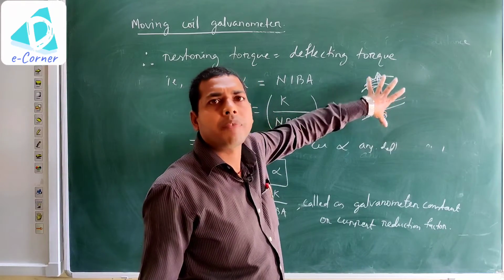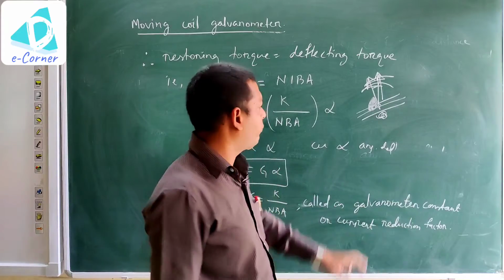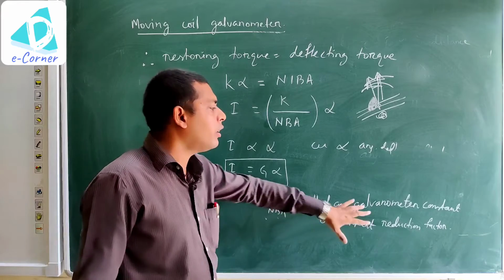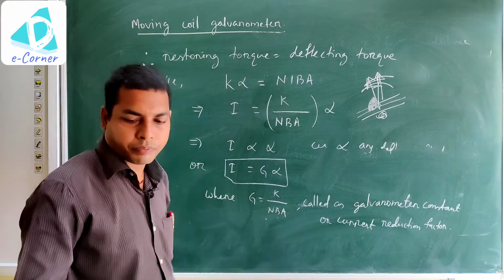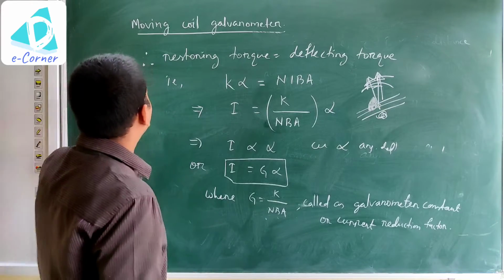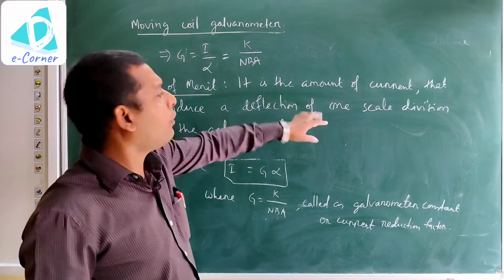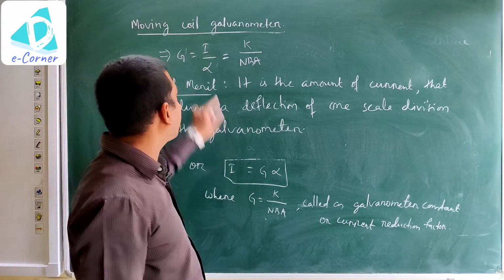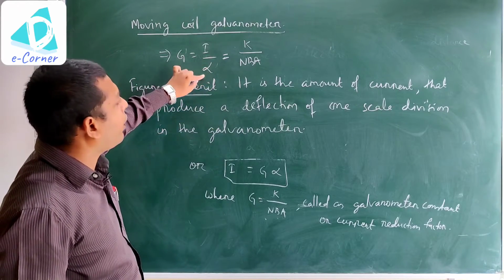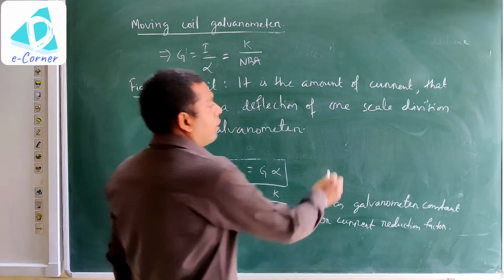So this is the phenomenon happening inside the galvanometer. Got my point? So I equal to G into alpha, where G is called galvanometer constant. We can say this is the figure of merit also. Therefore, we can write figure of merit. It is the amount of current such that it produces a deflection of one scale division of the galvanometer.